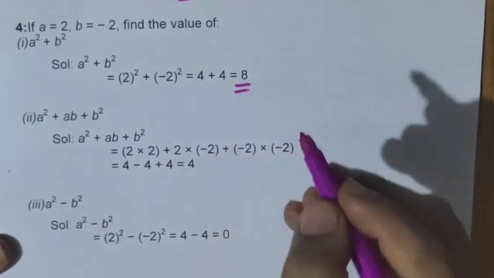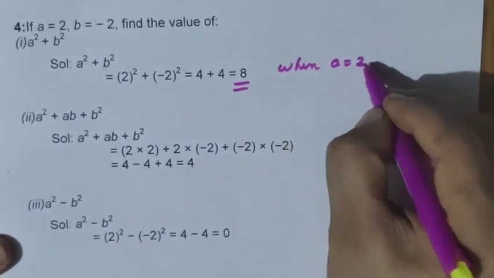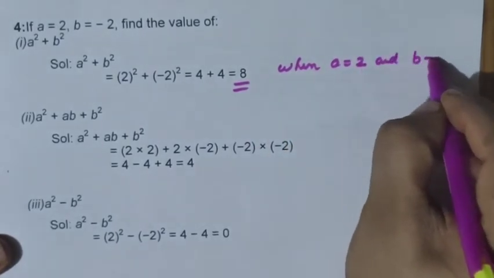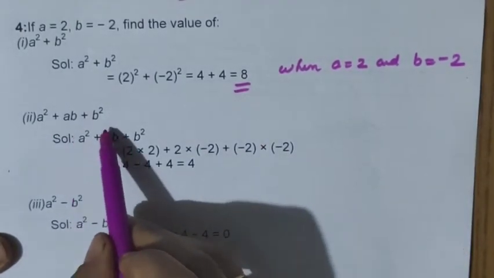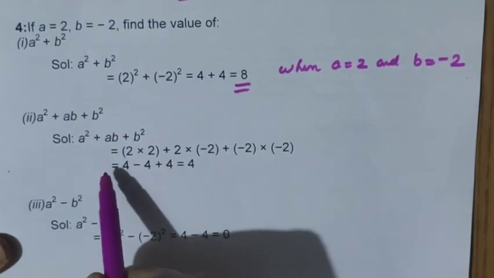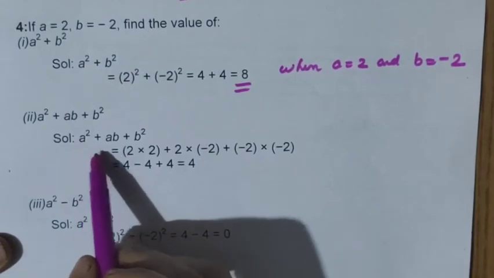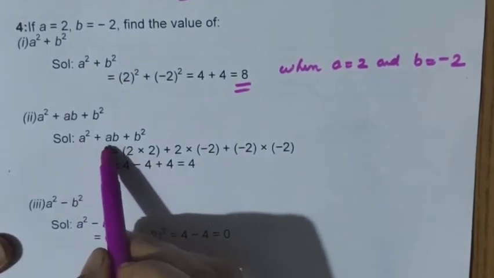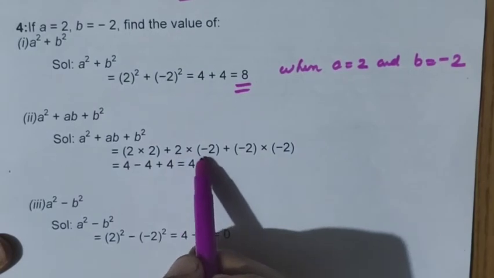So we should write this time when a equal to 2 and b equal to minus 2. Second question, a square plus ab plus b square. So what values we should change here? Don't forget to change as 2 and minus 2. So a square means a into a, that means 2 into 2. Here second term is ab. So one is plus 2, another one is minus 2.